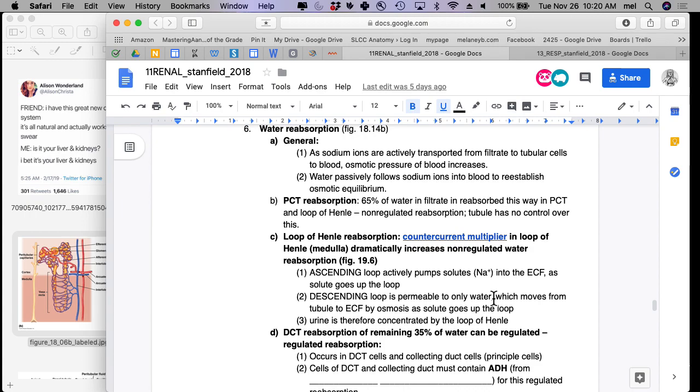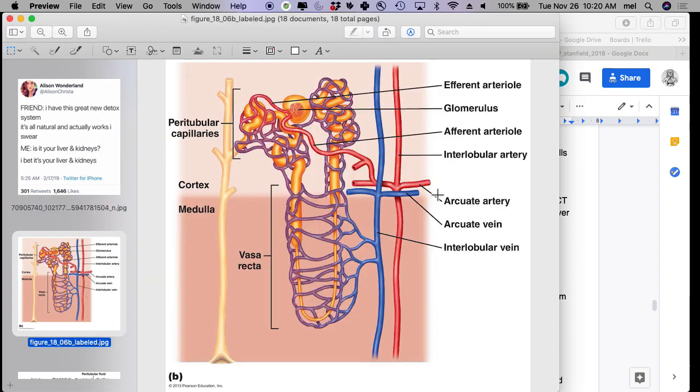All right, so basically as we go through, we are going to have the proximal convoluted tubule, stick with me for just a second, then we're going to have the loop. The loop is all about water reabsorption, and it's all osmotically driven. Okay, so we're going to have the descending loop and then the ascending loop, and then it's going to lead to the distal convoluted tubule and the collecting duct, right?